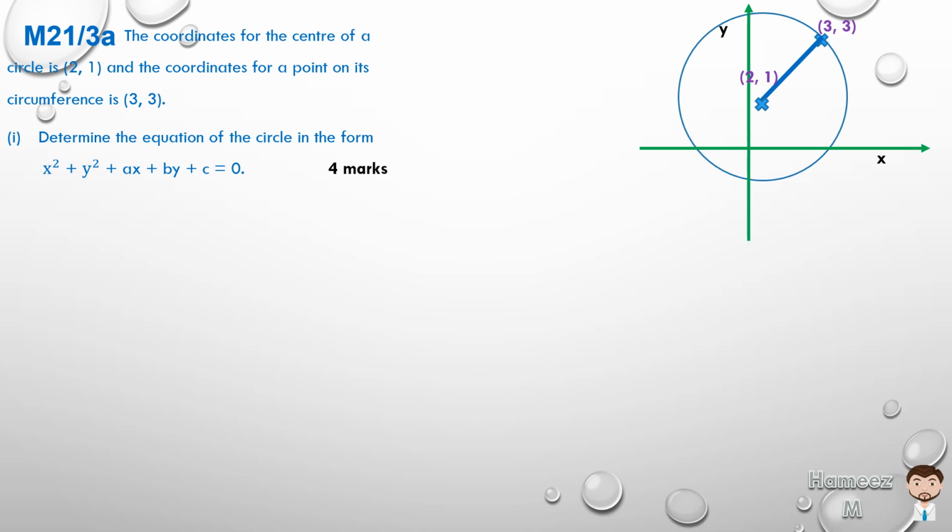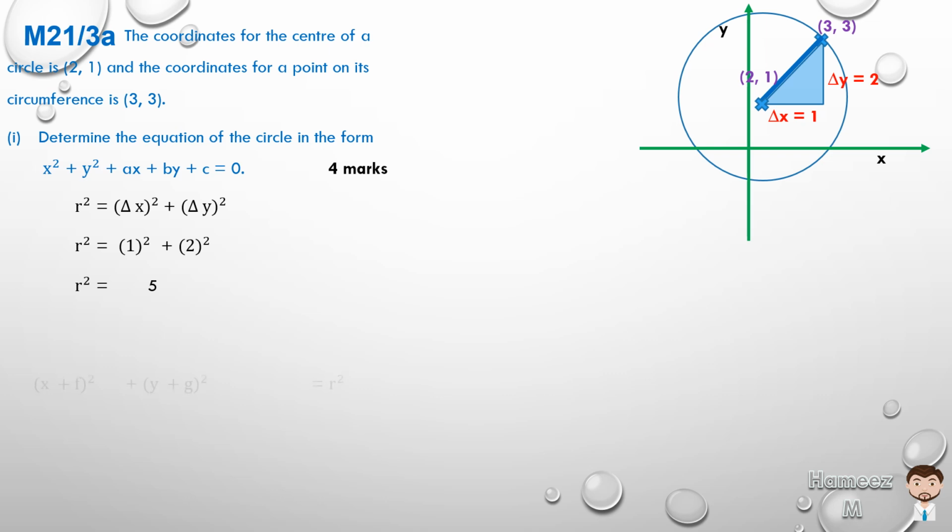Determine the equation of the circle in the form x squared plus y squared plus ax plus by plus c equal to 0. So we need to find the radius, and we can bring up a right angle triangle to assist us. To move from the center to the point on the circumference, we're moving 1 unit to the right, so delta x is equal to 1, and we're moving 2 units up, so delta y is equal to 2. So if we write our Pythagoras formula, the length of the hypotenuse, r squared, is equal to delta x squared plus delta y squared, which is equal to 1 squared plus 2 squared. 1 ones are 1 plus 2 twos are 4, r squared is equal to 5.